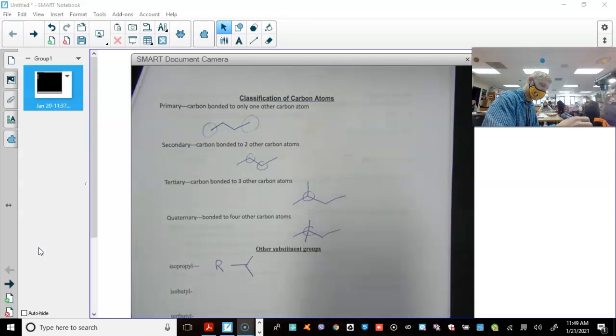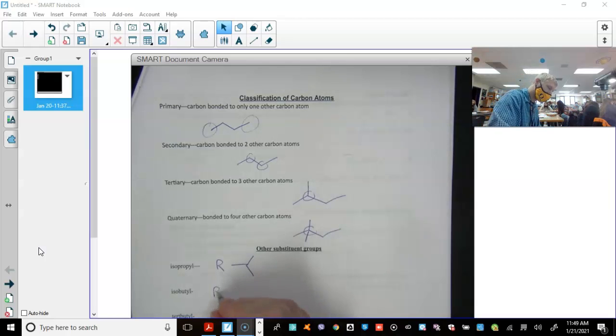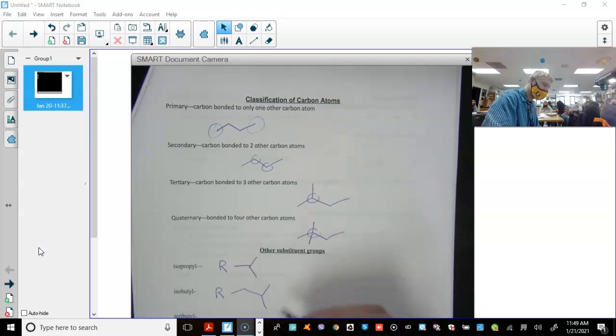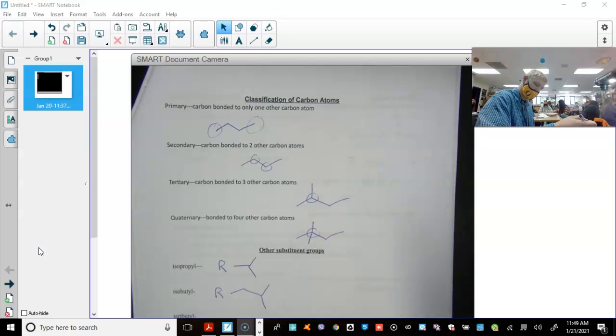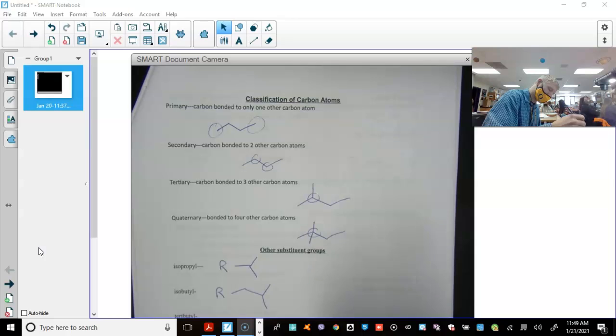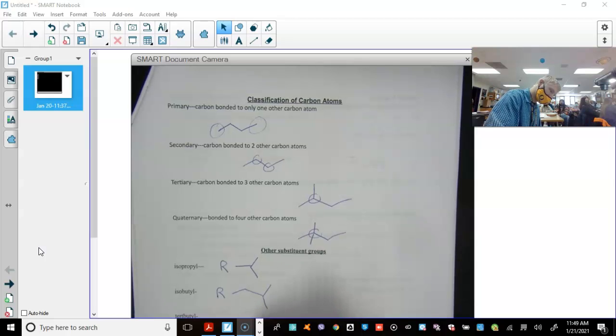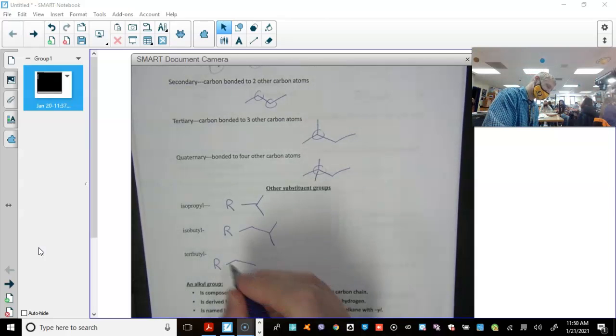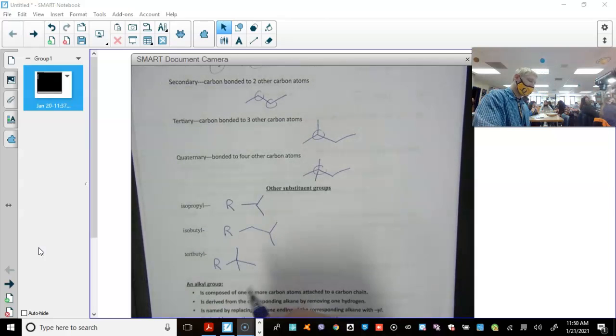Whereas isobutyl, we got an R group, and here we got 1, 2, 3, 4, and butane is 4 carbons. And then tert-butyl. Oh, there we go. Sorry about that. And it's butyl, so we got 4. 1, 2, 3, 4. And it's tert.